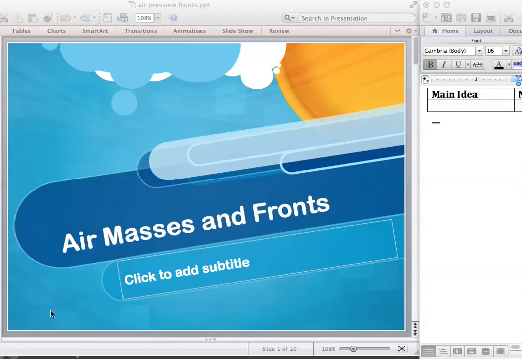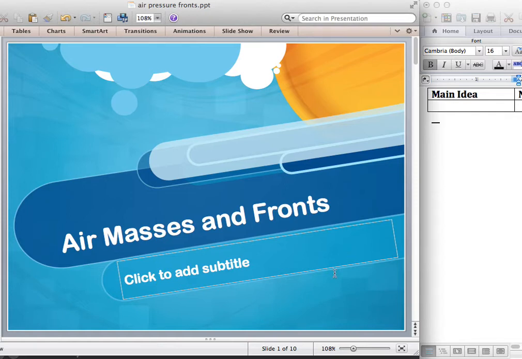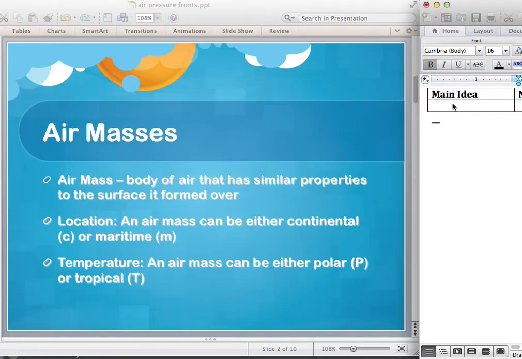Notes are looking at air masses and fronts. We've been looking at these topics for a little bit in class the last couple days, so these notes are kind of serving as more of a review than anything else. So we're going to go through them fairly quickly and just make sure we're all on the same page with different definitions and terms. So we're going to start with air masses.